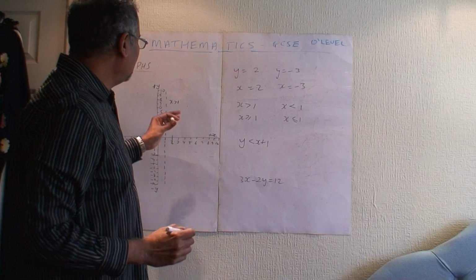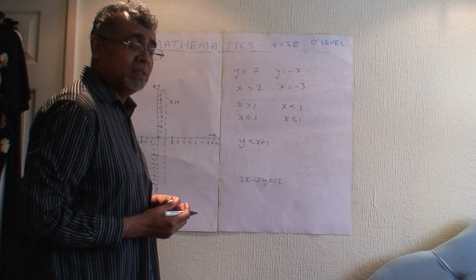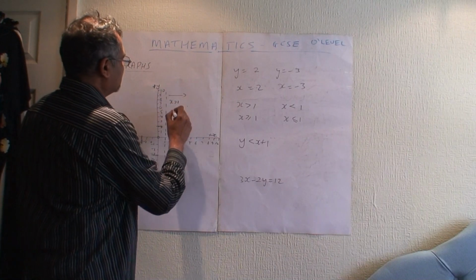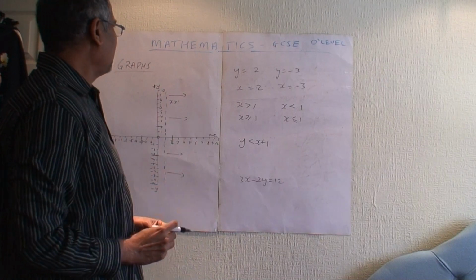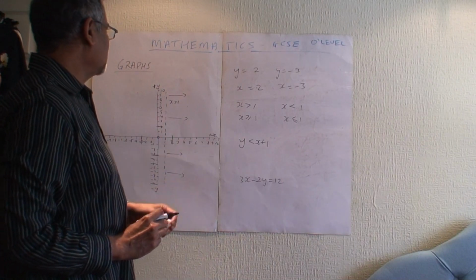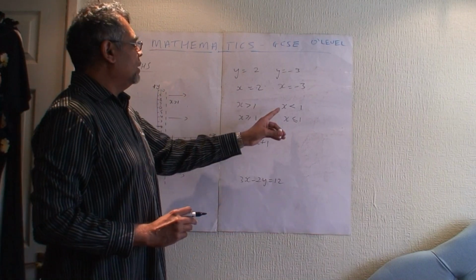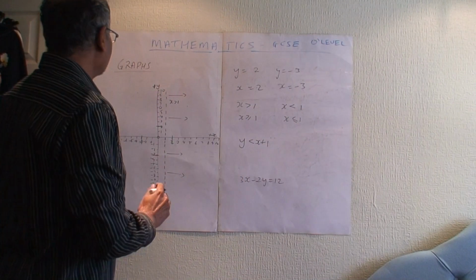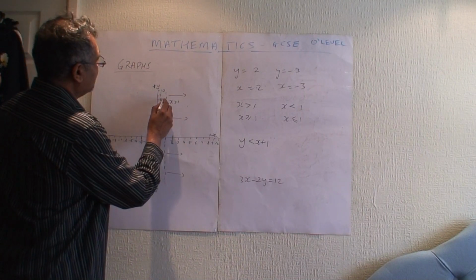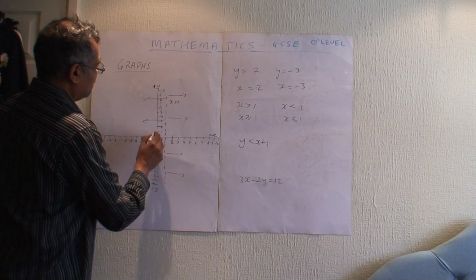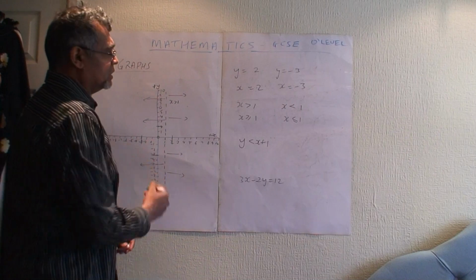That means any value greater than 1, so it's this direction. It's moving in this direction. So that's the line. x is less than 1 will be the same line, but the values would be going in this direction instead.